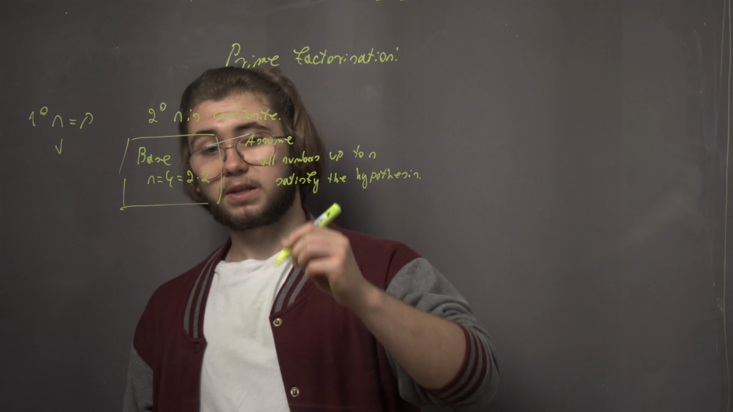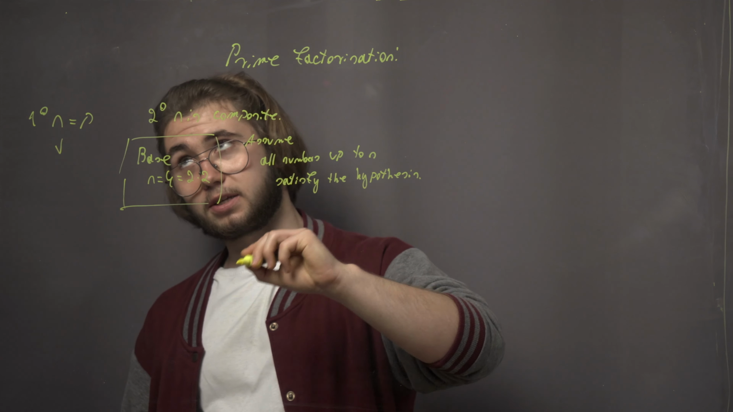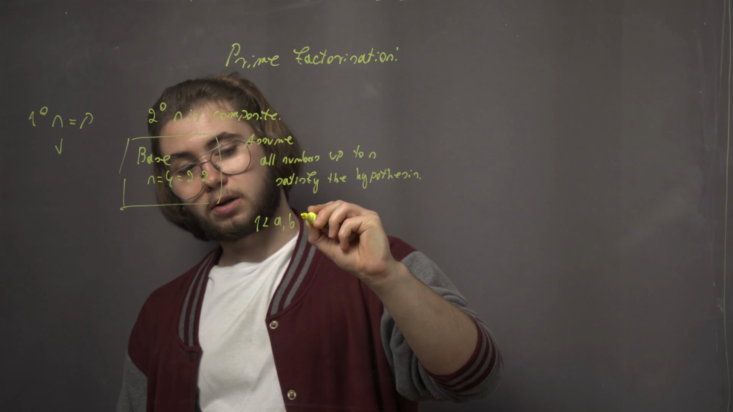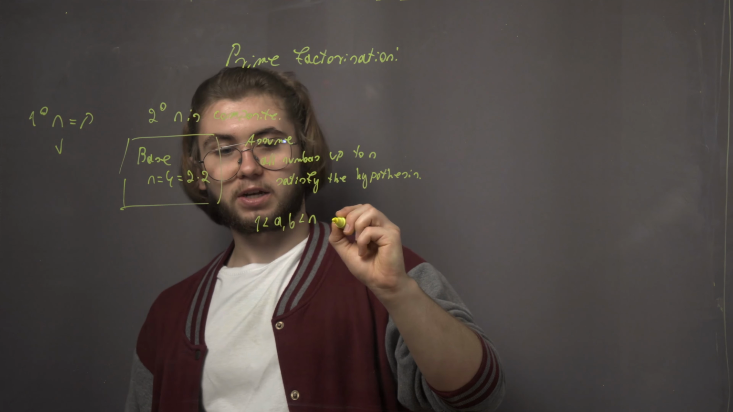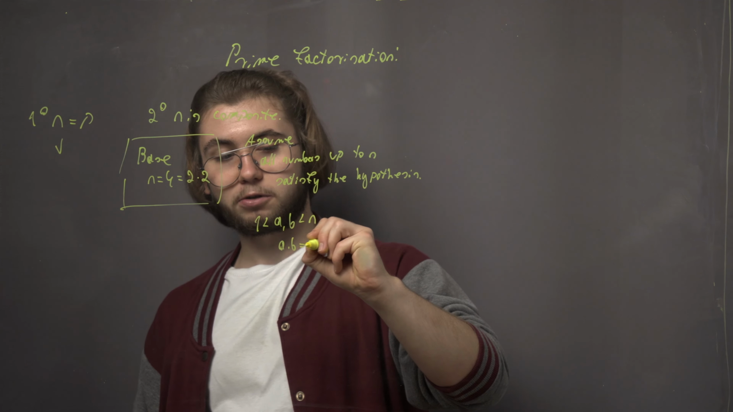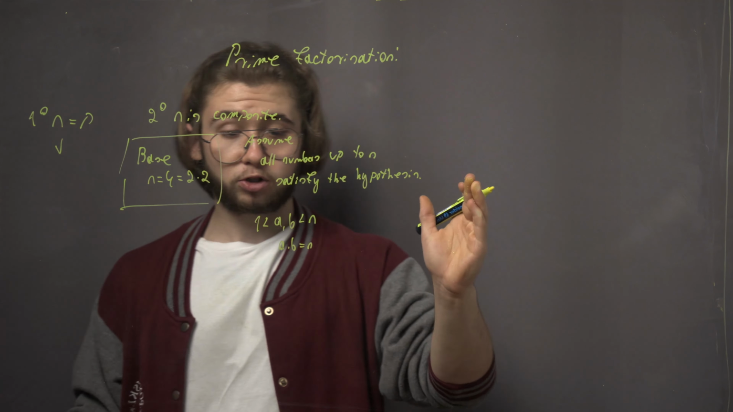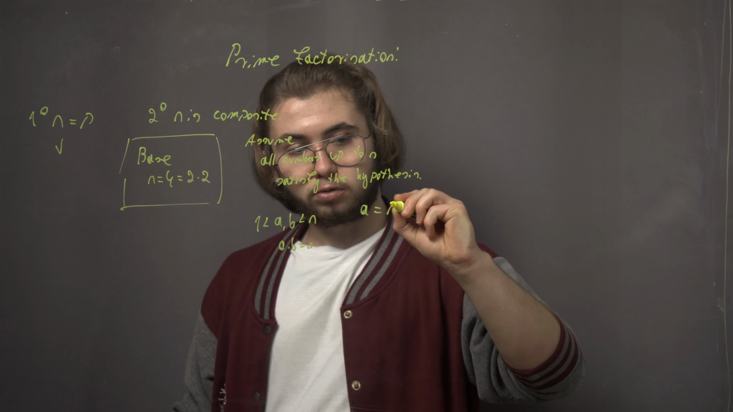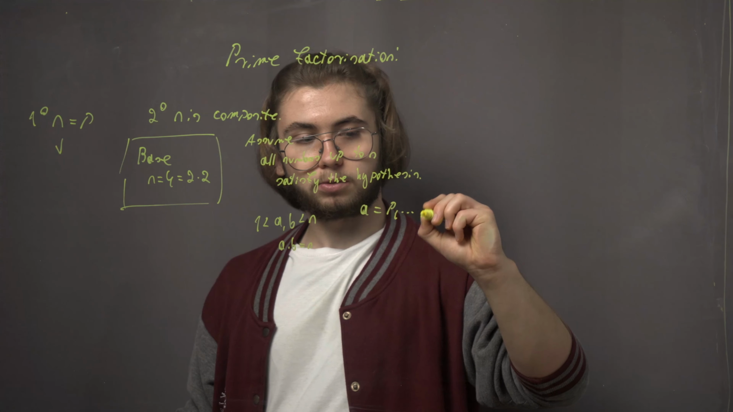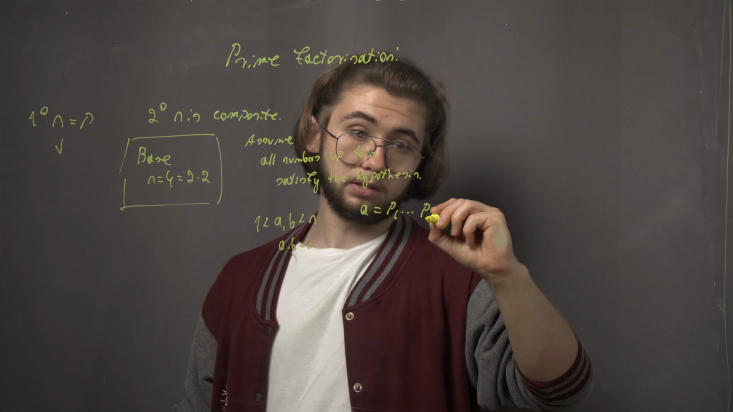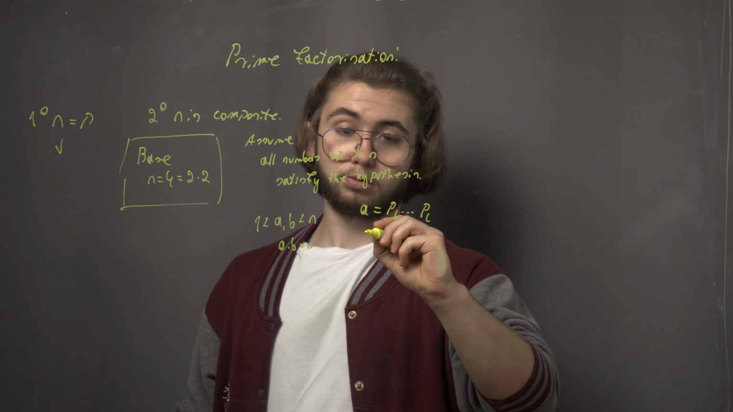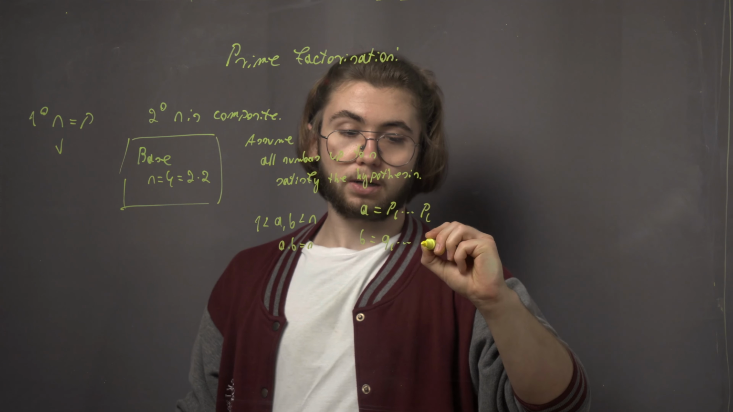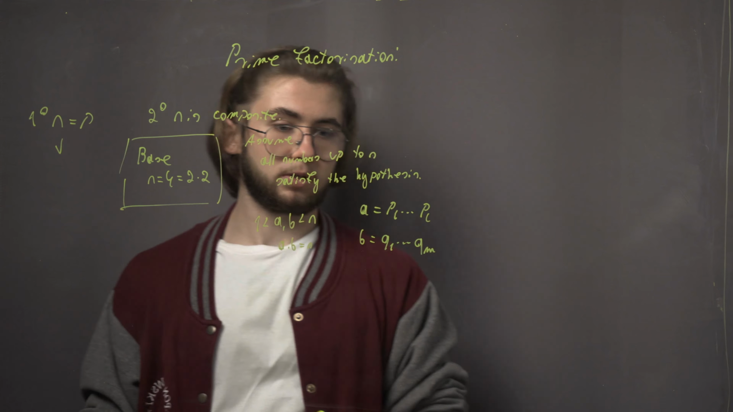And so we can say that there exist two numbers that are greater than 1, let's say a and b, that are also less than n, such that a times b is equal to n. But by our assumption, we get that a will be equal to some primes, p1 up to, let's say, pl. And b will also be a product of some primes, let's say q1 up to qm.